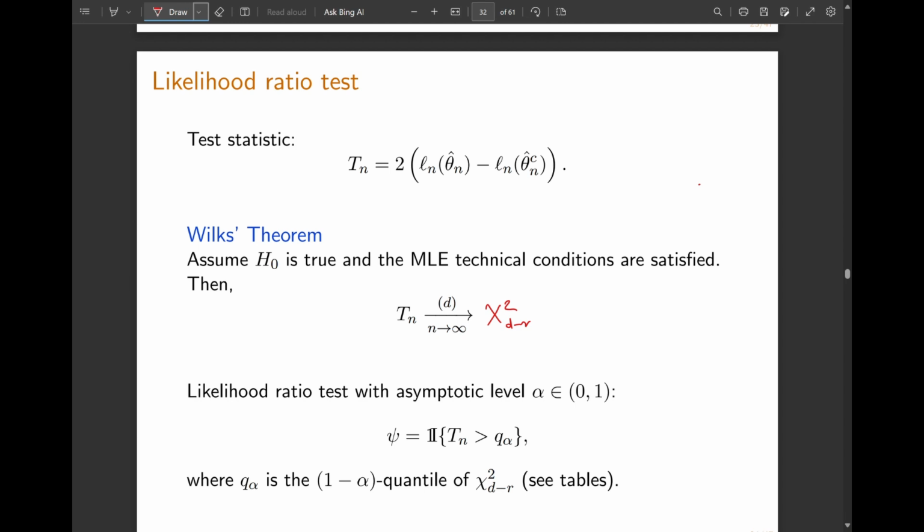Let me quickly summarize what we learned today. We learned about the test statistic, which is defined as two times the likelihood of theta minus the likelihood of constrained theta. This test statistic is the square of something, and the only distribution we know of that is the square of something is the chi-square distribution, with d minus r degrees of freedom. And this is called Wilks' theorem.